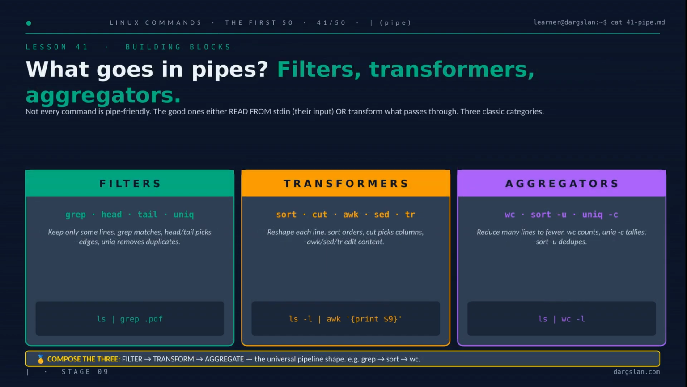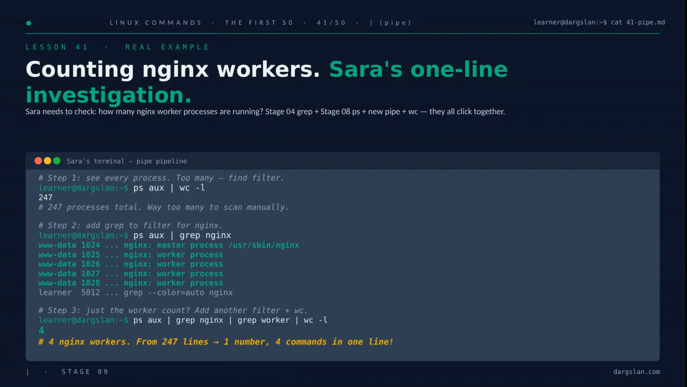So what actually belongs in a pipe? 3 classic categories. Filters like grep, head, tail, and uniq keep only the lines you want. Transformers like sort, cut, awk, sed, and tr reshape what passes through. And aggregators like wc and uniq -c reduce many lines down to a meaningful few. Compose them in that order: filter, transform, aggregate, and you've got the universal shape of nearly every pipeline you'll ever write. Let's watch this in action.